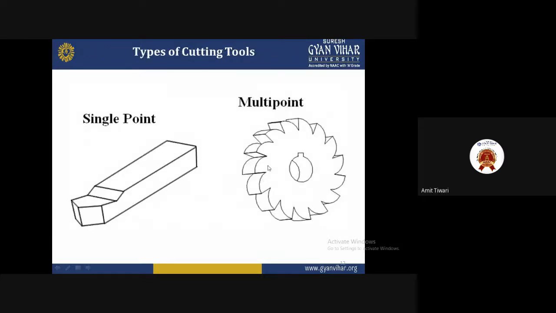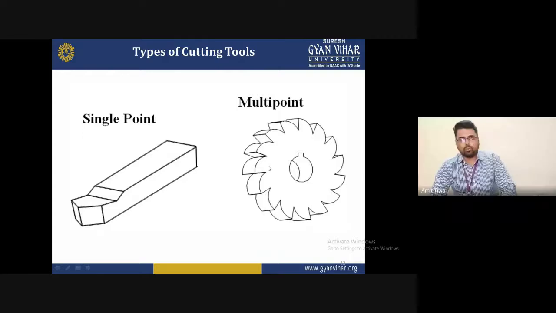Now this is a structure showing how we can judge whether a tool is a single or multi-point cutting tool. You can see this is a single point cutting tool. Why is it called single? Because you can see this point is a single cutting edge. That is why we know this is a single point cutting tool.